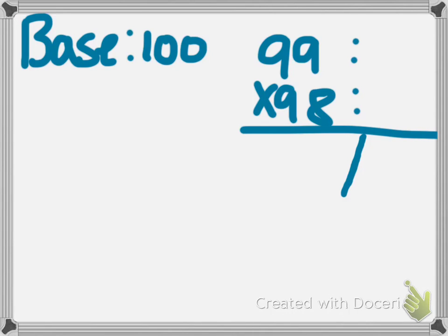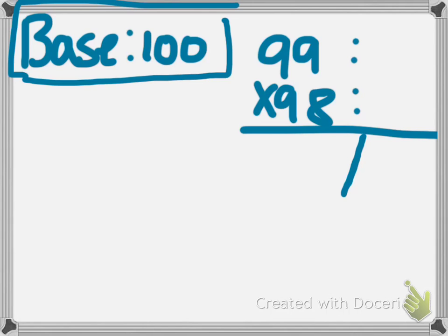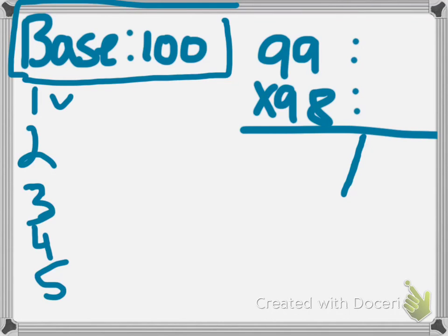In this case, it's 99 and 98. Both of those numbers are very close to 100. One is 1 away and one is 2 away. So the base here is going to be 100. The first step is identifying what the base is. There are going to be about 5 steps, I believe. Step 1, identify the base. We're done with that, so I'm just going to write IB, identify base.